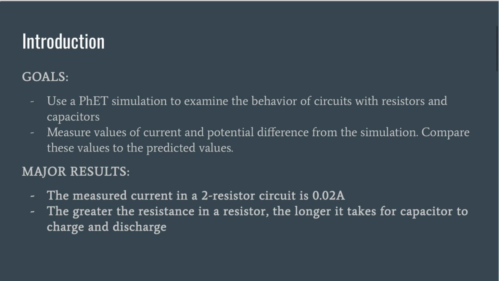The major results of experiment 3 are that the measured current in a 2-resistor circuit is 0.02 amperes, and the greater the resistance in a resistor, the longer it takes for a capacitor to charge and discharge.